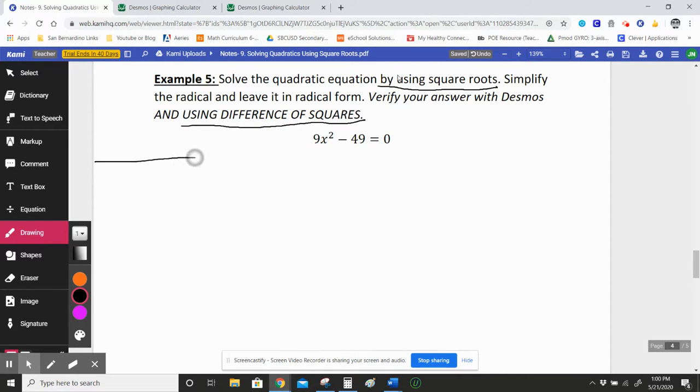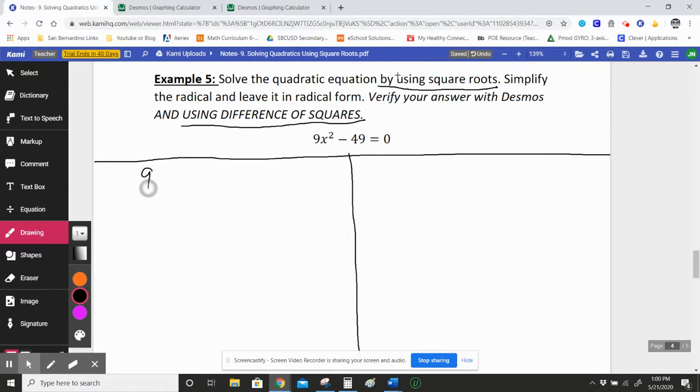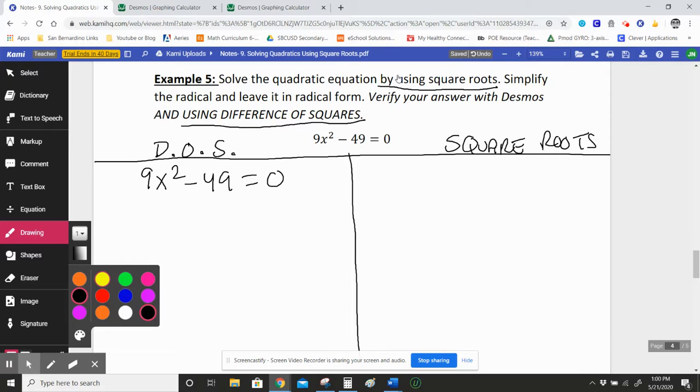So I'm going to go ahead and make a table. I'm going to solve this two different ways. One of the ways I already know how to solve is difference of squares. So let's write difference of squares here, and let's write square roots here. On the left-hand side, we have 9x squared minus 49 is equal to 0. Some of you already realized that this is actually a difference of two perfect squares.